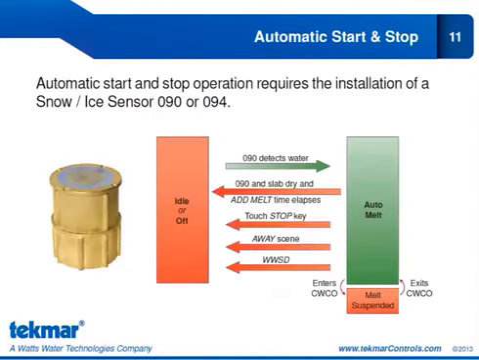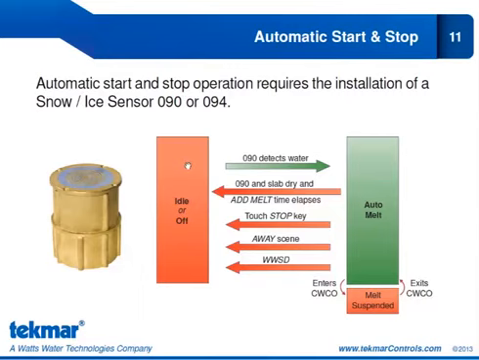The automatic start and stop operation is an operation that requires the installation of the snow ice sensor 090 or 094. We've shown it pictured on the left-hand side in the socket 091. Bringing your attention to the chart, we have two states. We have the idle or off state shown in red, and then we have the melt state shown in green. And here we've written it as auto melt because we're talking about the automatic start and stop cycle.